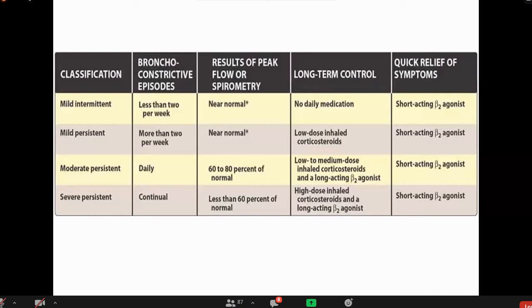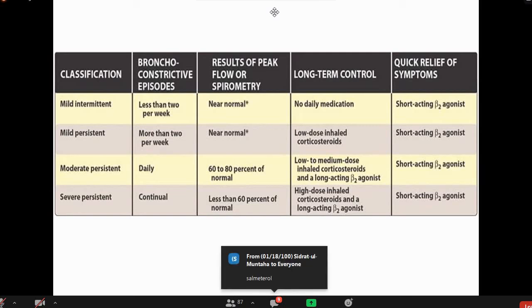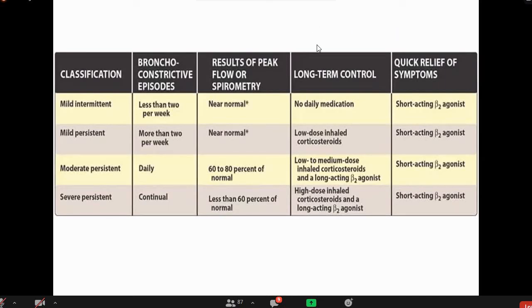Can anyone tell me examples of long-acting beta 2 agonists that we already discussed in the previous lecture? At least two examples. Here is the answer: one is salmeterol and the second one is formoterol, right? Okay. And severe persistent, that is the continuous, that is the very critical condition, right?